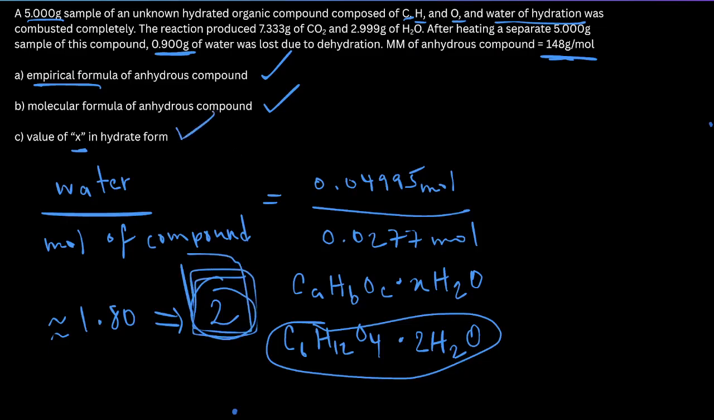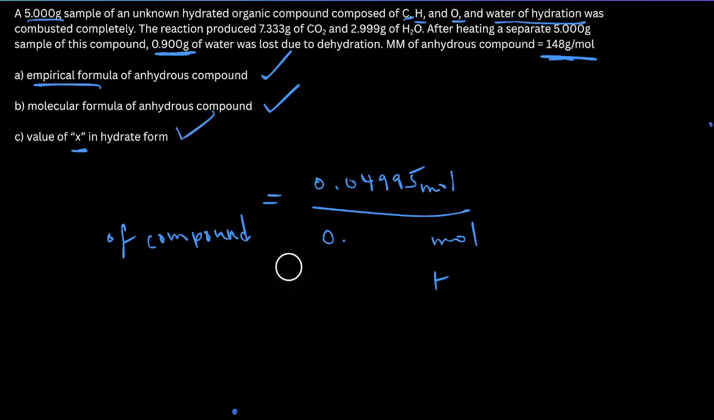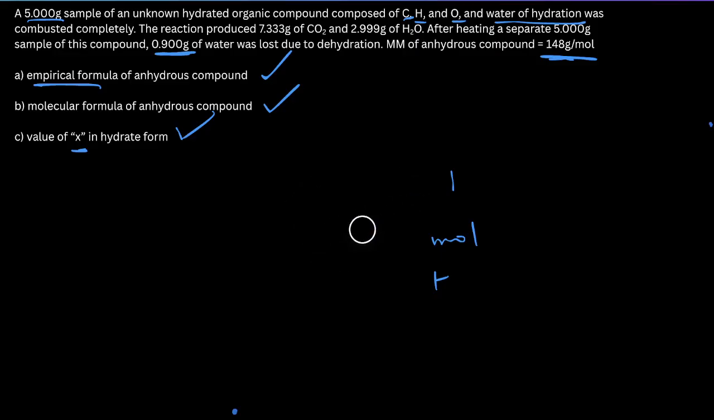And there we go. So, in this rather long and tedious and somewhat complicated empirical formula problem, we were able to find the empirical formula of the anhydrous compound, the molecular formula of the anhydrous compound, and that value of X in the hydrated form. That is the end of the problem, really.